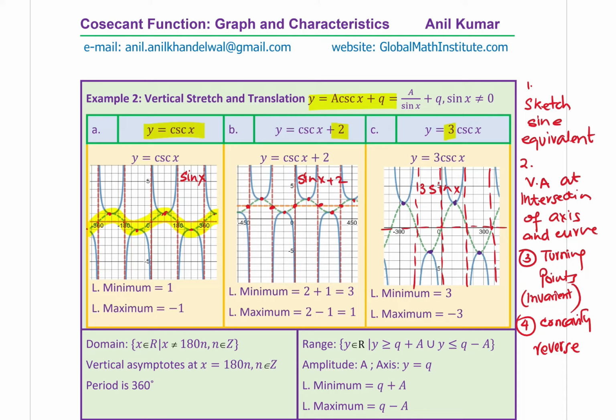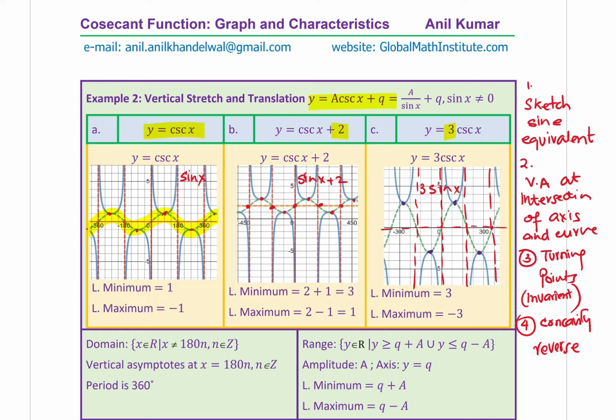Now you can write down the characteristics. I have mentioned local maximum and minimum points for these functions, and also you will notice when you do vertical translations and vertical stretches, the domain, asymptotes, and the period remain the same for each and every function. They will not change. Correct?